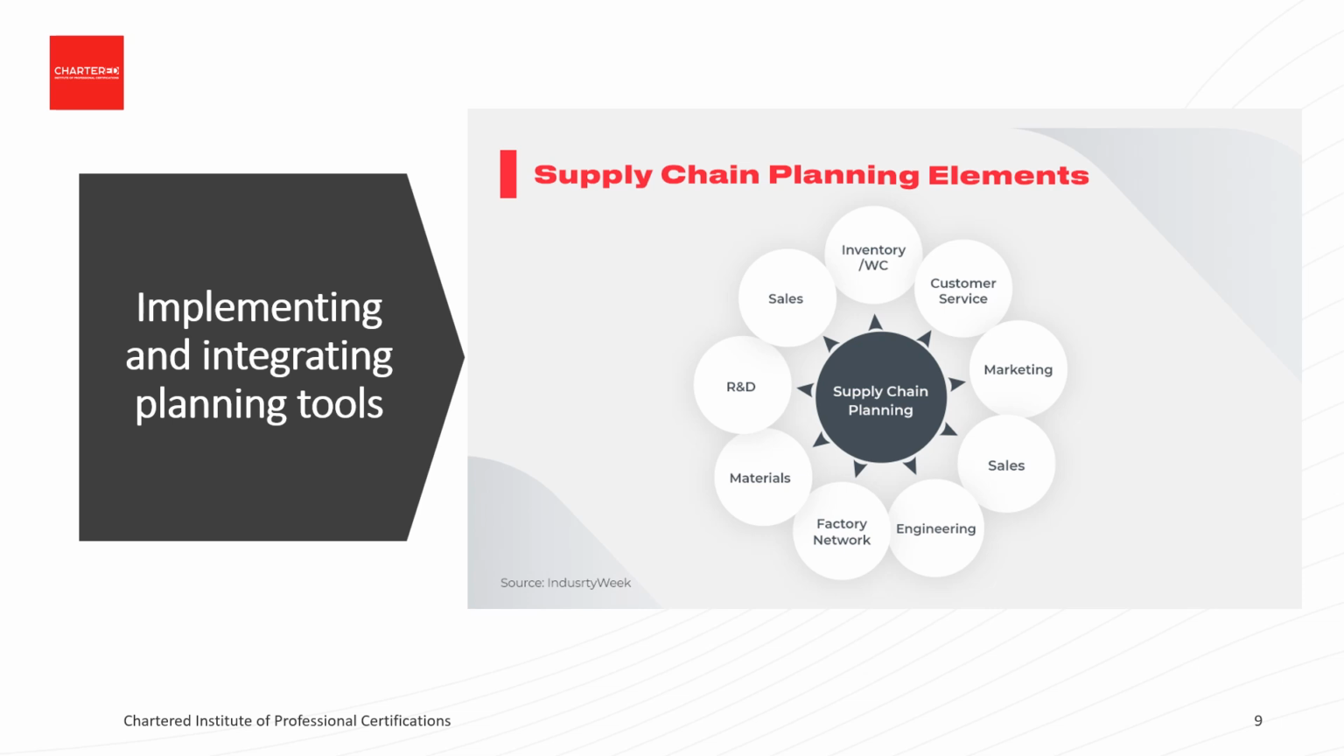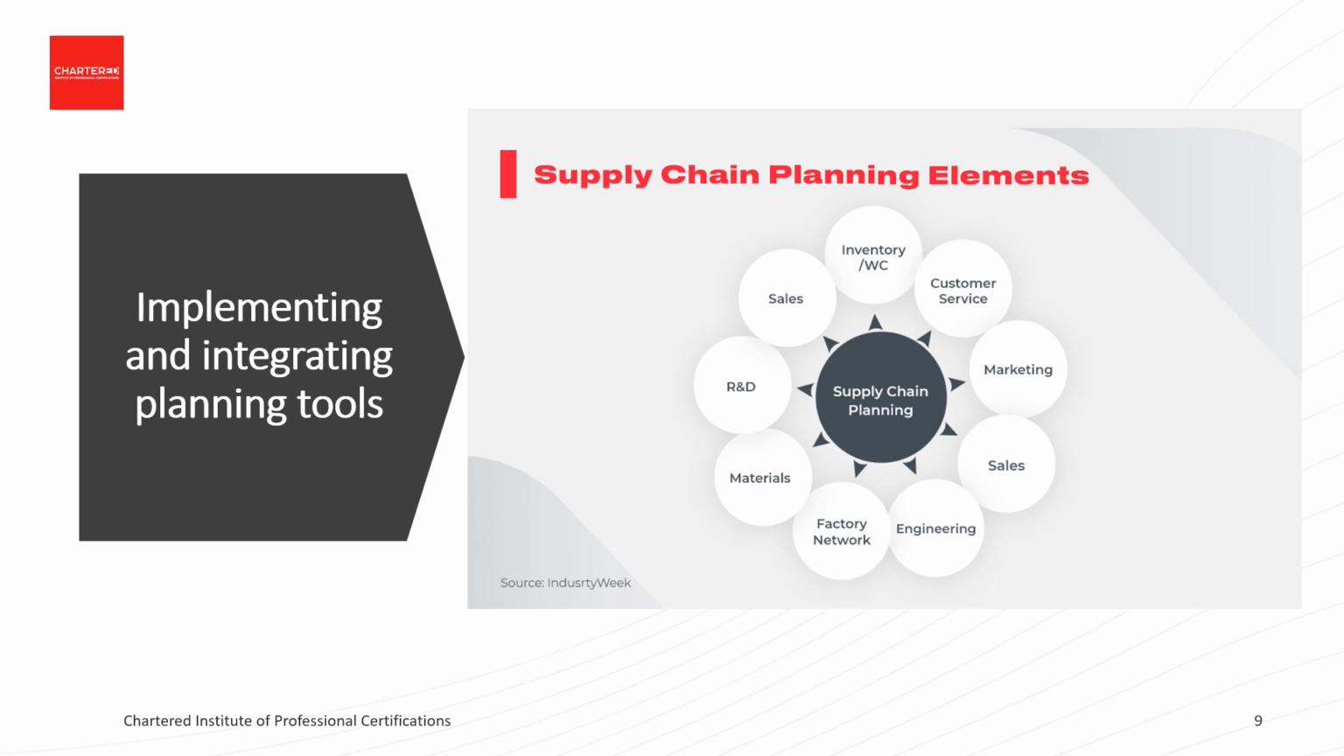Engineering is involved in designing products and processes that meet customer needs while being cost effective and efficient to produce. In supply chain planning, engineering can contribute to product design, process improvement, and technology selection, all of which can impact the efficiency and effectiveness of the supply chain.